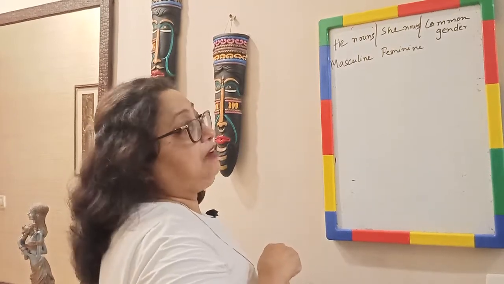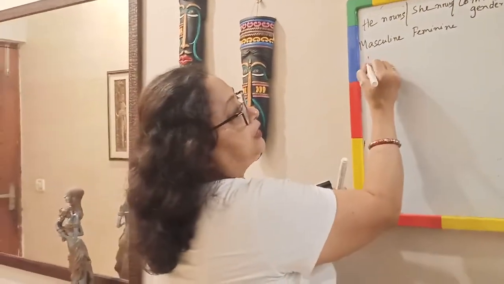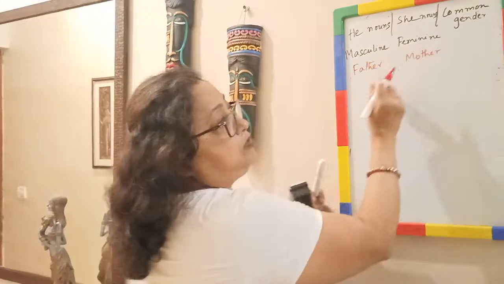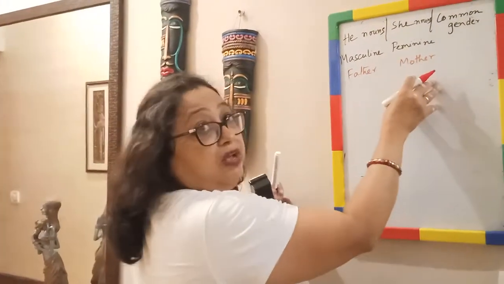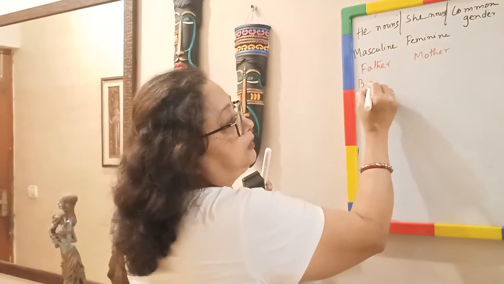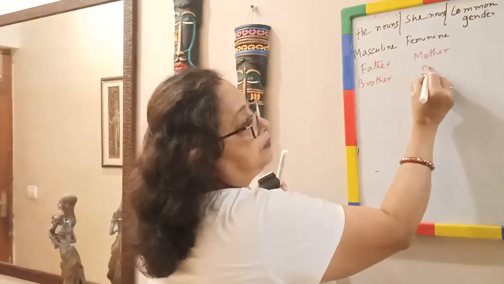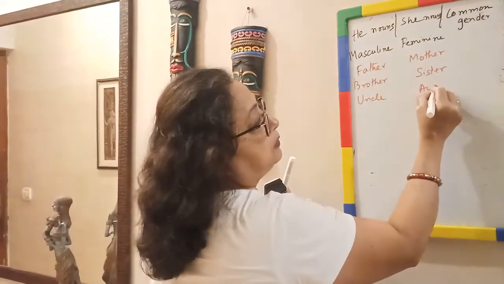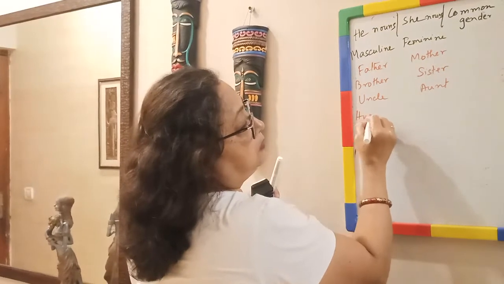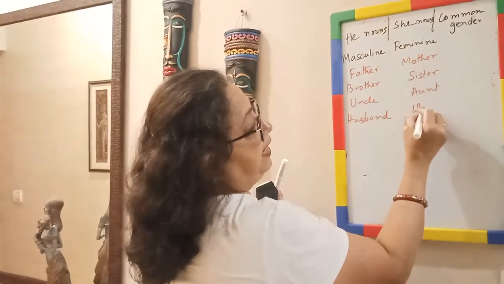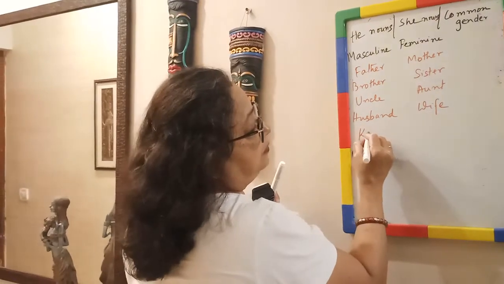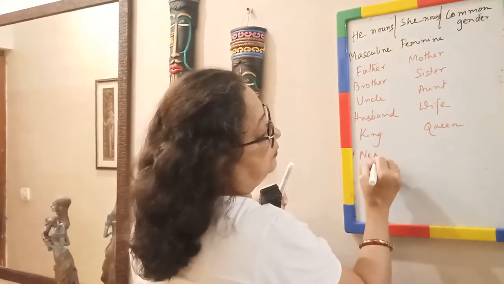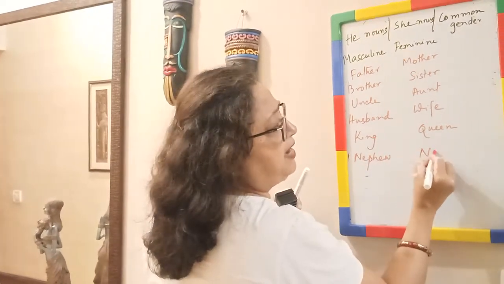See, masculine. Okay, to start with the people. Father, mother. So these are all nouns. This is a male noun. This is a female noun. Mother, father, mother, brother, sister. Okay, uncle, aunt, husband, wife, king, queen, nephew, niece, and there are many.